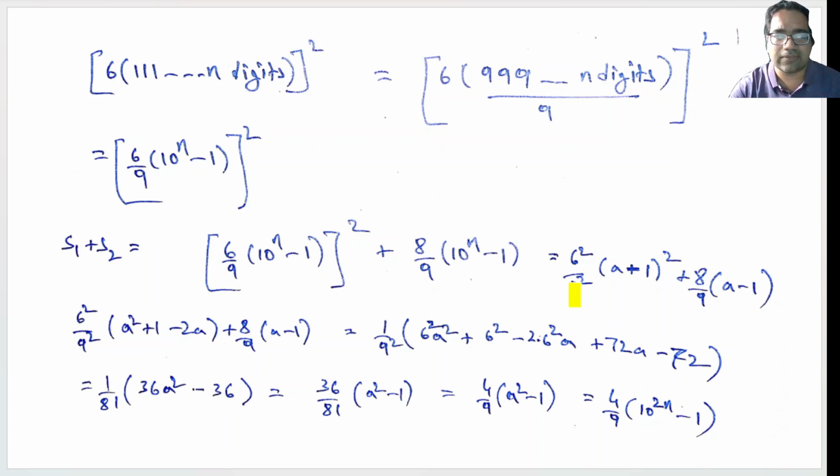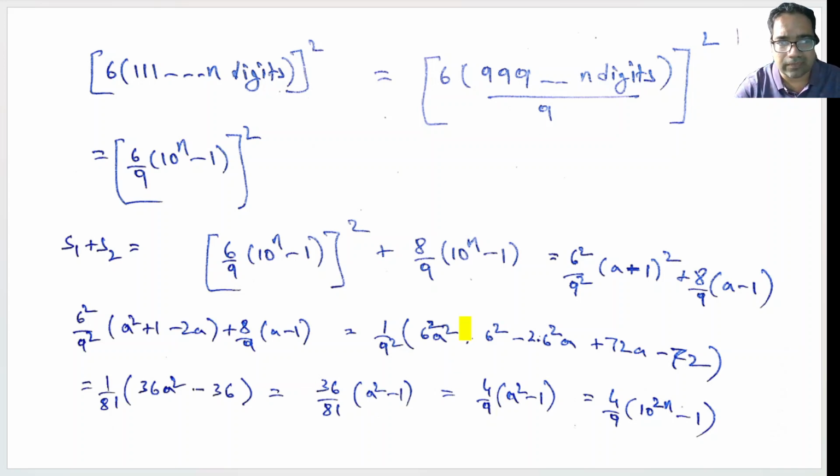Now, what will this become? 6 square by 9 square, this one, into a minus 1 whole square, plus 8 by 9 into a minus 1. This becomes 6 square by 9 square times a square plus 1 minus 2a, that is a minus 1 whole square, plus 8 by 9 into a minus 1. So this becomes 1 by 9 square times 6 square a square plus 6 square minus 2 into 6 square a, plus, since we are taking 9 square common, the numerator should be multiplied with 9 because here there is only one 9. So 9 times 8 is 72 times a minus 1, which is 72a minus 72.